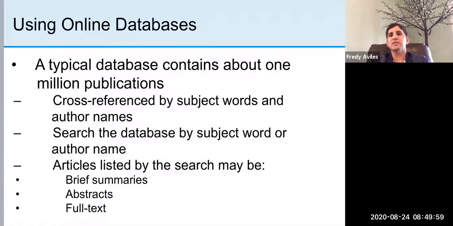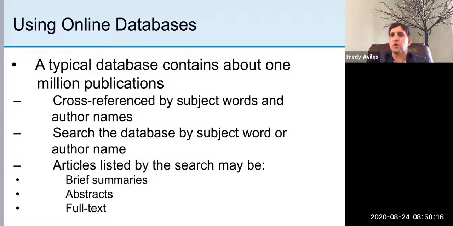A typical database contains about 1 million publications. That's probably outdated. There are many, many more now. When I first started teaching this course, that's what it said. No, there are many millions now, millions and millions of publications. They're cross-referenced by subject words and author names.